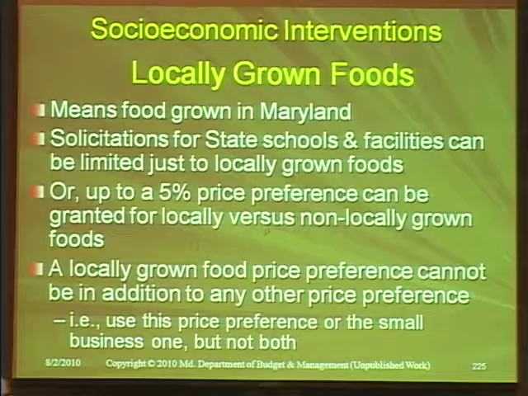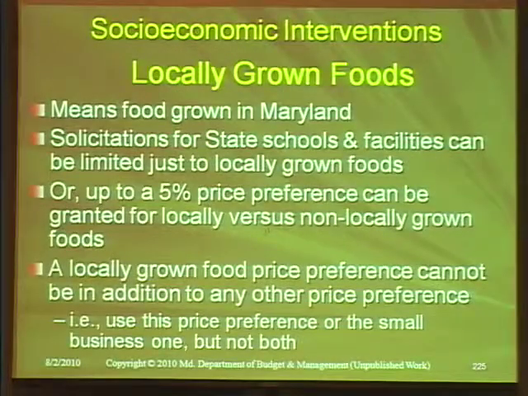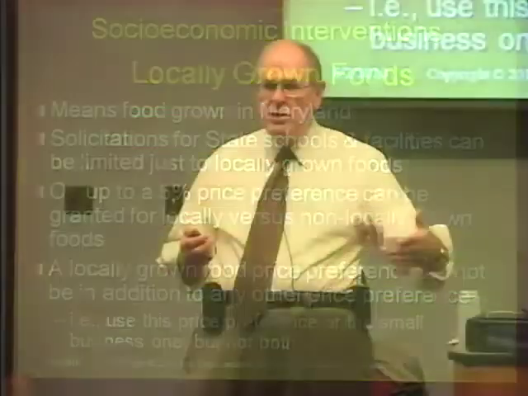Locally grown foods. Now this may have an impact, particularly if you're at a facility. And if you buy food to serve to the residents, this is something that may apply to you. Locally grown food means food grown in Maryland. So no matter where you are, if you're in Baltimore and it's grown in Garrett County, that's 180 miles away, it's still a locally grown food. But a food that's grown 50 miles away in York County is not a locally grown food.